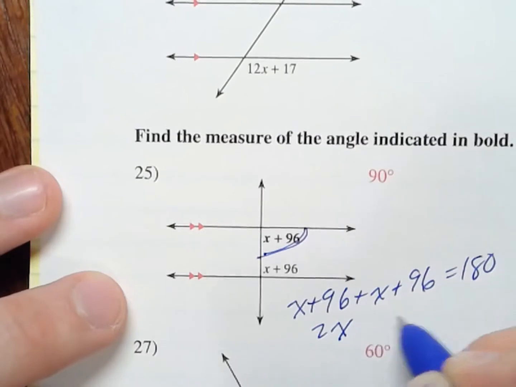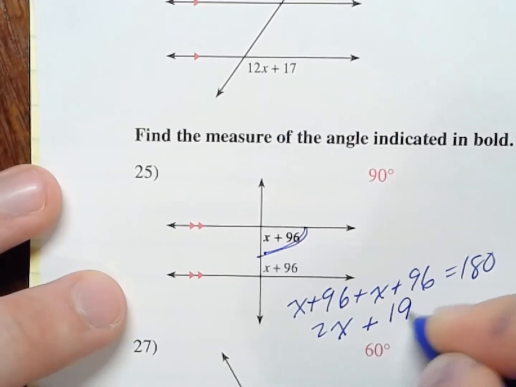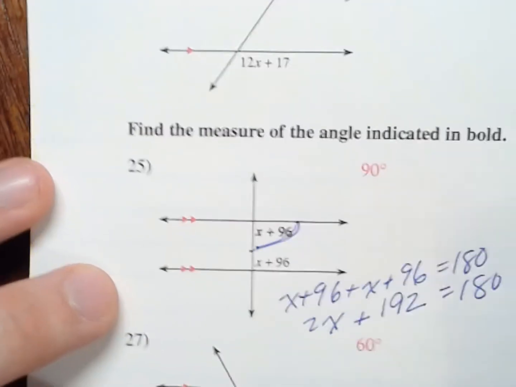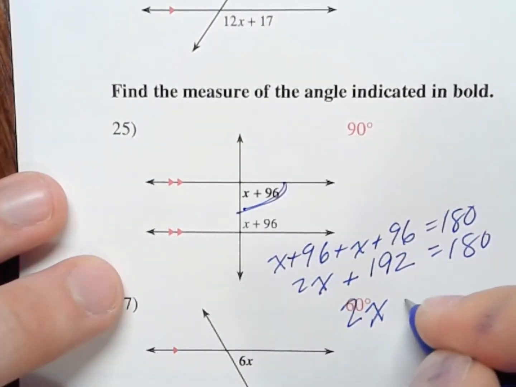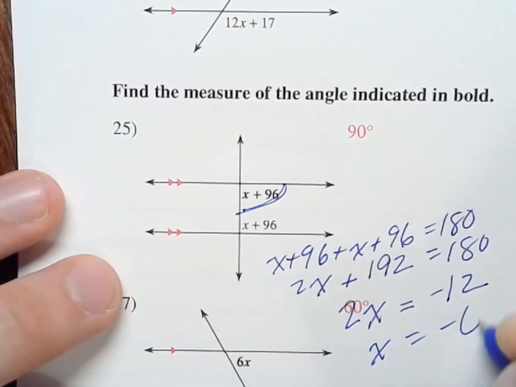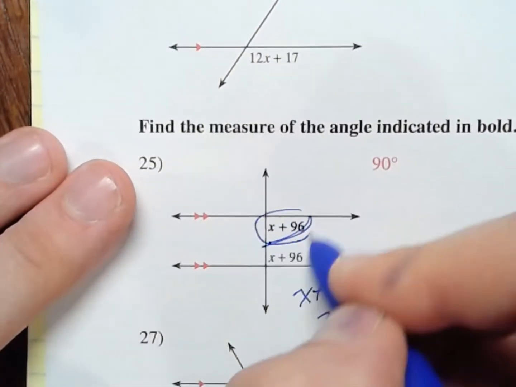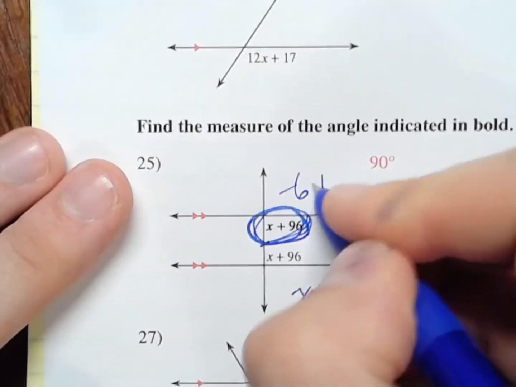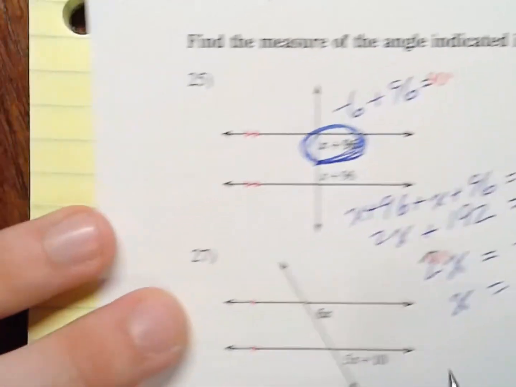And so this is 2x plus 192 equals 180. So then 2x equals, subtracting 192, negative 12, and so x equals negative 6. So if we plug in x equals negative 6 here, then this angle right here becomes negative 6 plus 96, which equals 90. Okay? And I'll do one more of these.